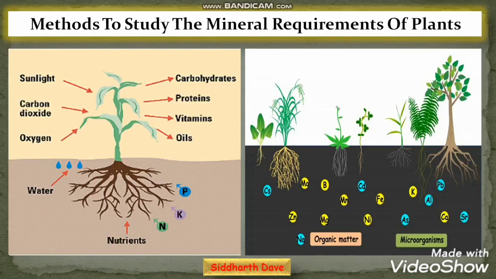Okay, so sometimes what happens is that some of the elements which are there, the plant could not accept or could not get. Due to that, deficiency symptoms start developing in that plant.